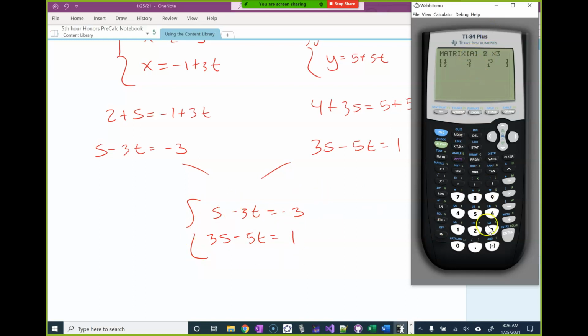It'll be easy on your calculator though, because if you did a 3x2, you'd be like, well, that doesn't look right, because the things are in the wrong spots. And then the numbers that we're going to put into our matrix are just the coefficients we see. So the coefficient on s is 1, the coefficient on t is -3, and then it equals -3. So I have 1, -3, -3 for my first row. And my second row, the s coefficient is 3, the t coefficient is -5, and then it equals 1. So I have 3, -5, and 1 in my second row.